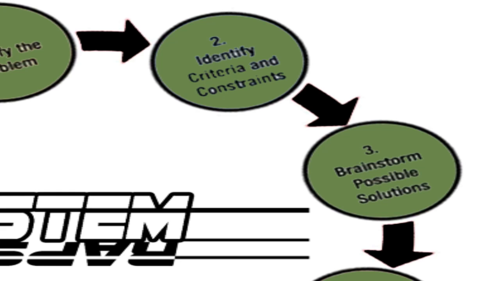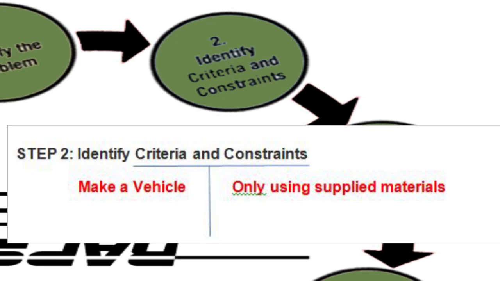Step 2, identify the criteria and constraints. These are 2 big vocabulary words that I was referring to with the EDP that can be used in any classroom. It's great problem solving answers. You need to figure out what you need to accomplish, and you need to figure out what you have to work within, or the constraints. What are you limited by, is what I tell the students.